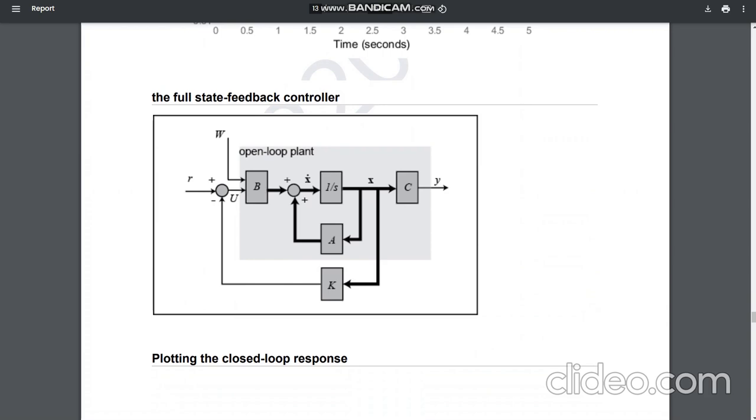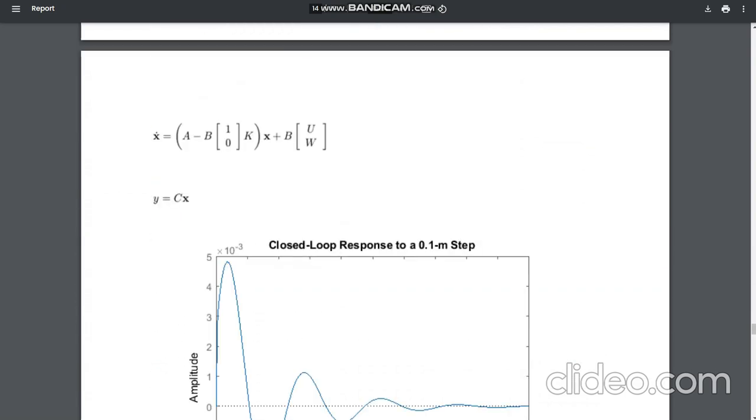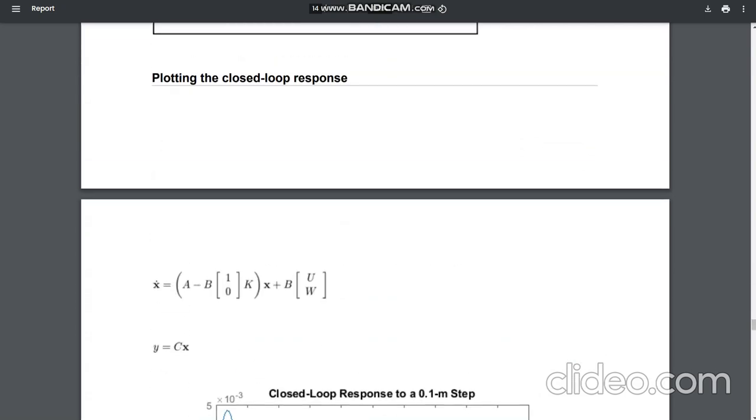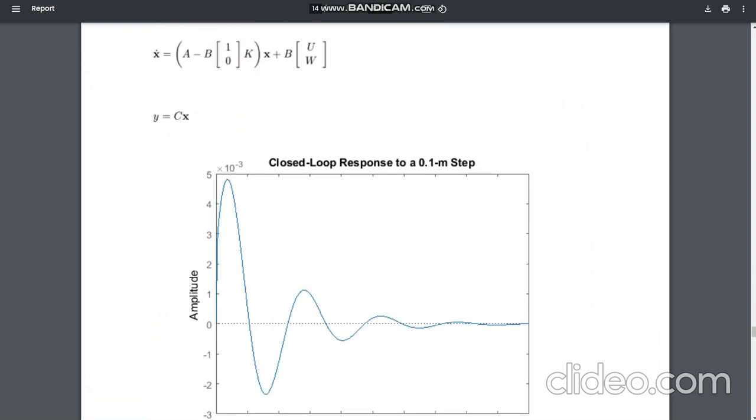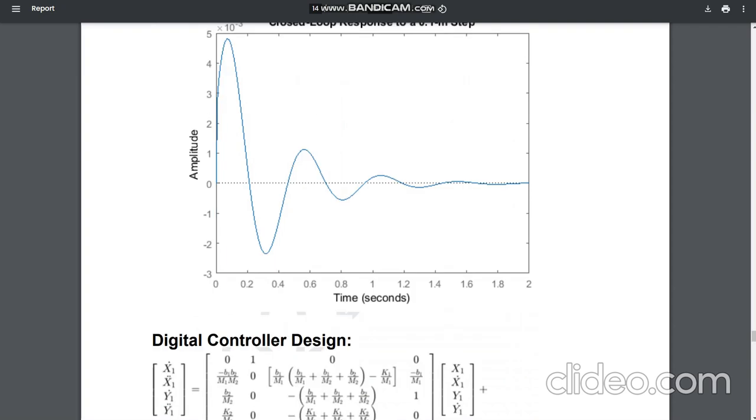In the full state feedback controller, we will see the open loop plant A, B, C, the K matrix, and the input. We can see the closed loop response equations: x dot equals this and y equals Cx, and the output is like this.